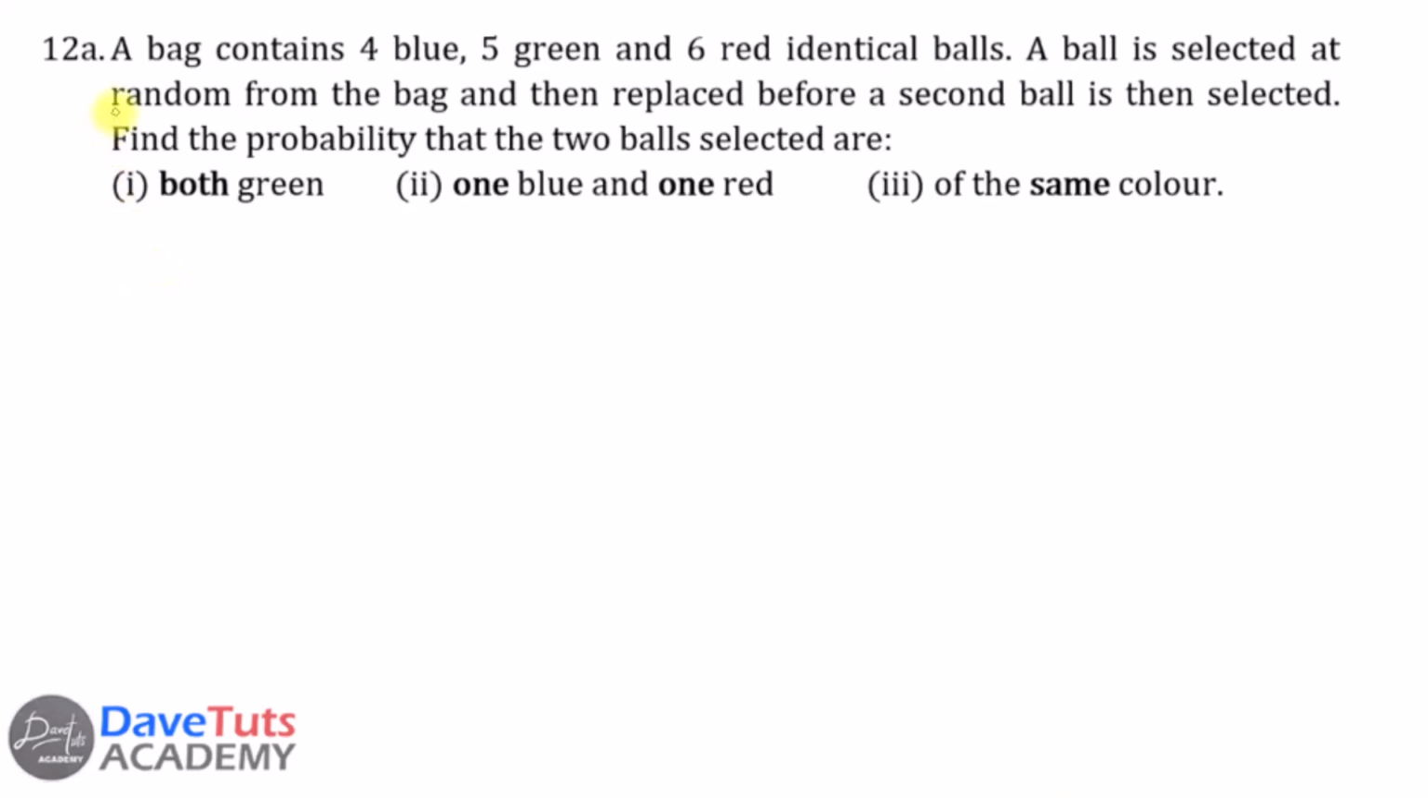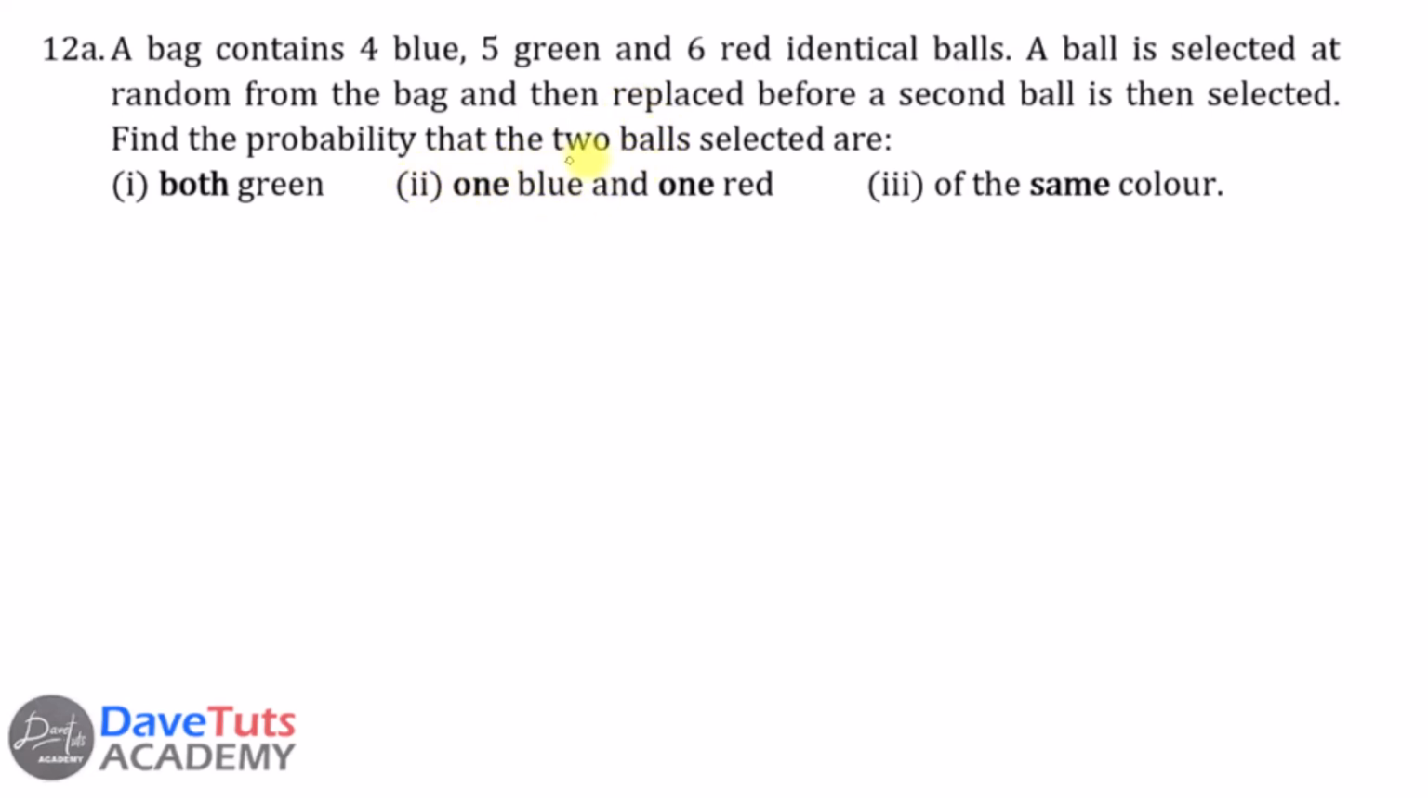In this question on probability, we are told that a bag contains 4 blue, 5 green, and 6 red identical balls. Now a ball is selected at random from the bag and then replaced before a second ball is then selected. So we need to notice that the first ball that was taken is always replaced before the second one is selected. That means this is actually a set of independent events because there is replacement of the balls.